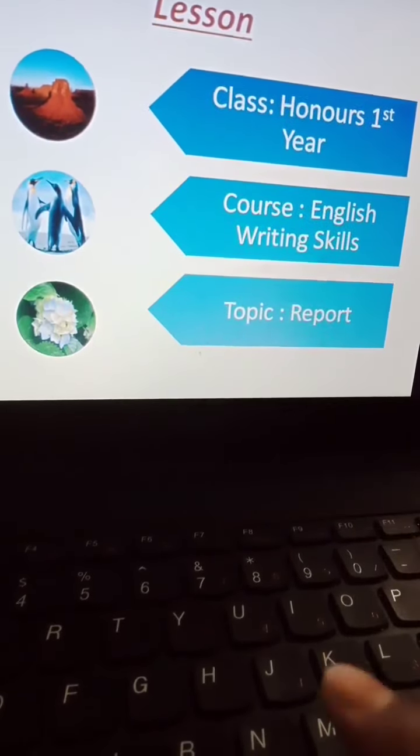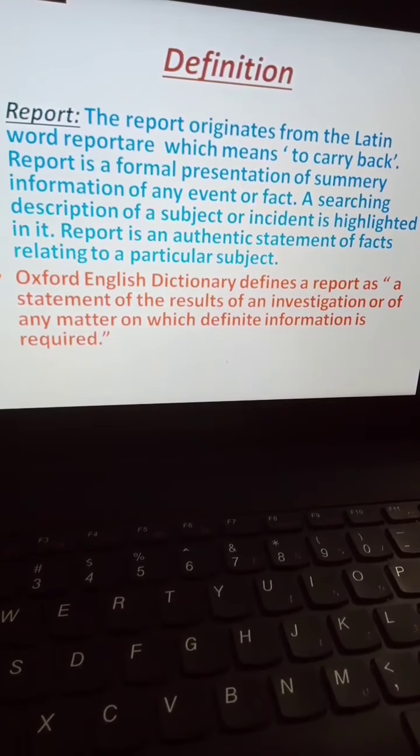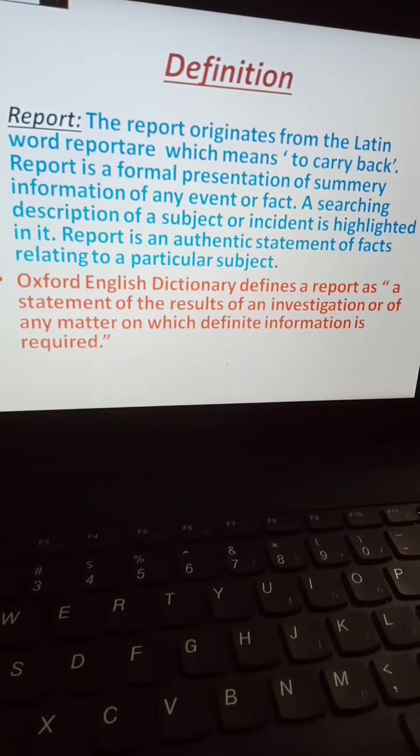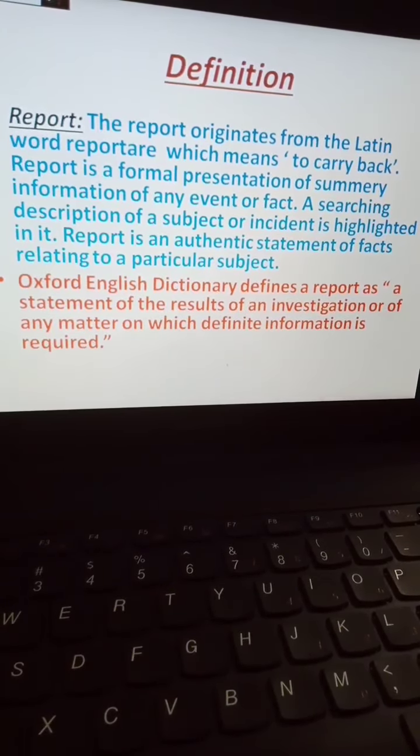The report originates from the Latin word reportere, which means to carry back. Report is a formal presentation of summary information of any event or fact. A searching description of a subject or incident is highlighted in it. Report is an authentic statement of facts relating to a particular subject. Oxford English Dictionary defines a report as a statement of the results of an investigation or of any matter on which definite information is required.